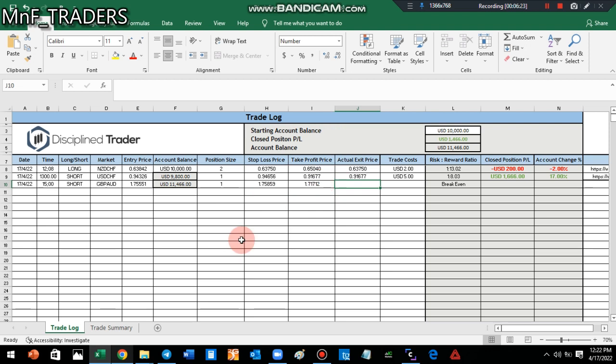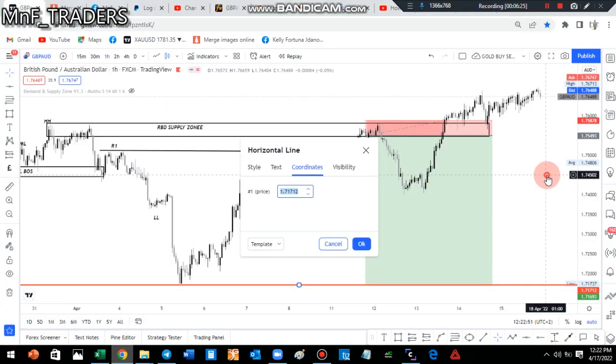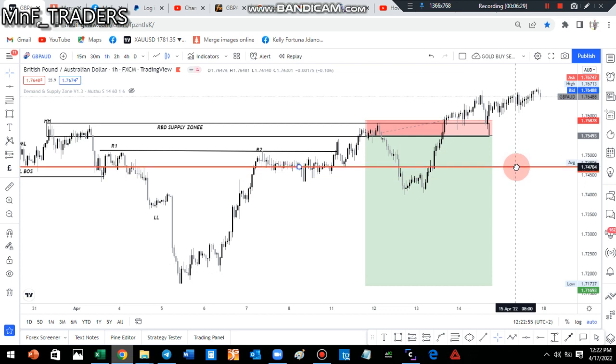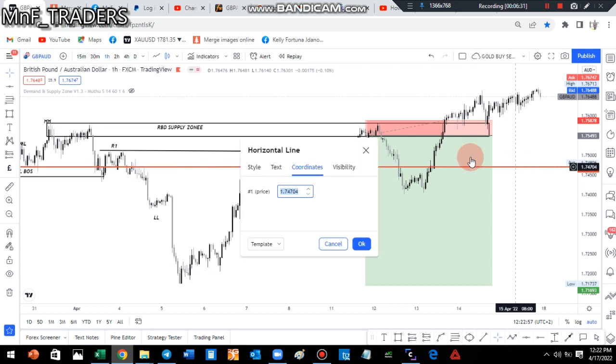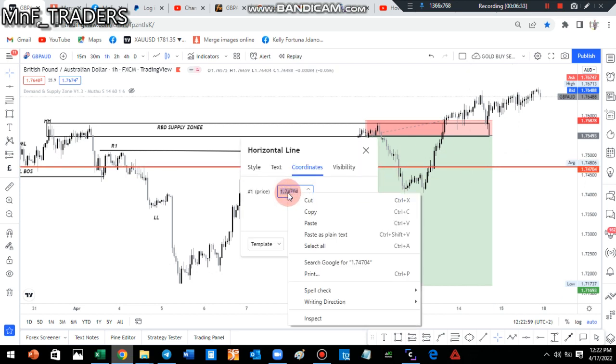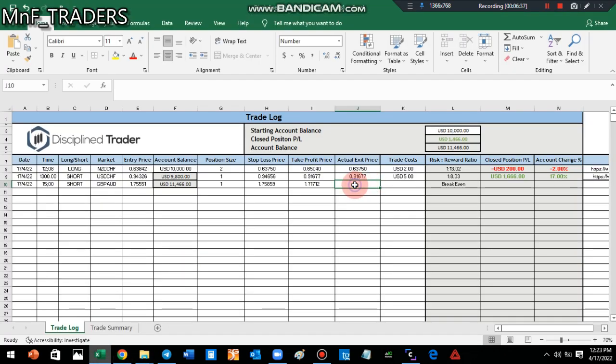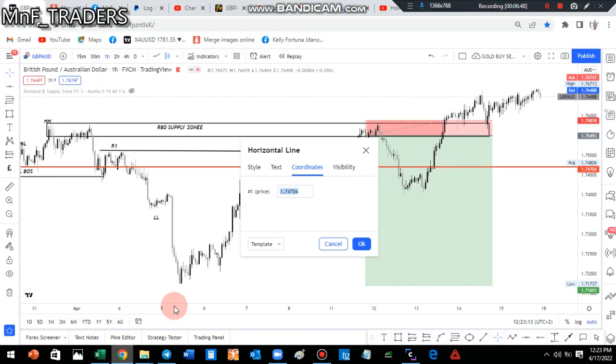So, actual exit point. You can see that this market didn't really reach my take profit. However, I got out of the market when the market took me out from this level. So you input that as your actual exit point because I trailed my stop loss. So this is my actual exit point right there. And then how much cost? Just for the sake of entering, let's just say $3.